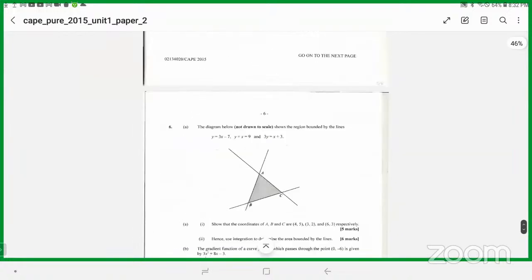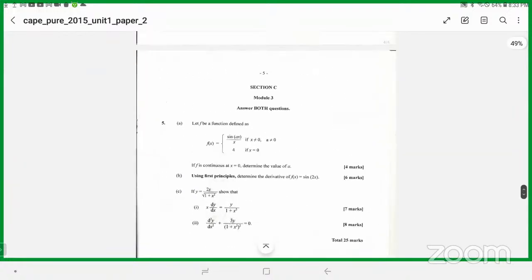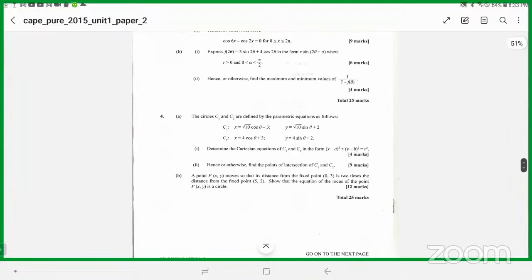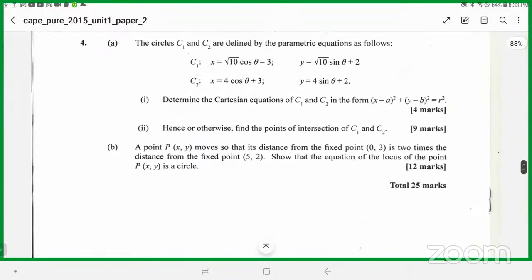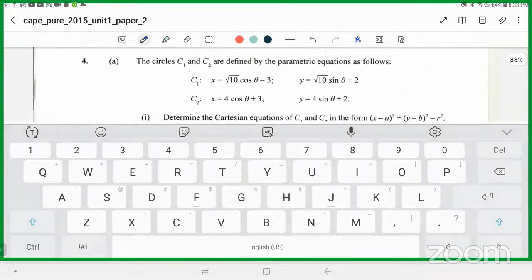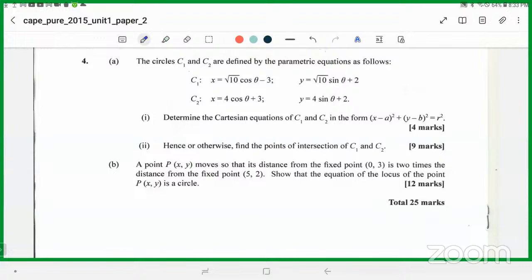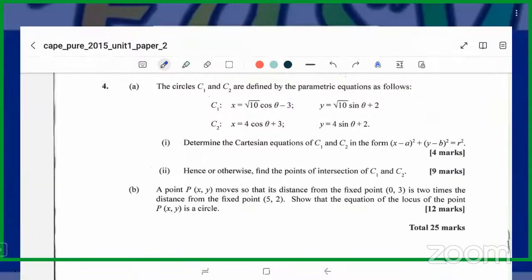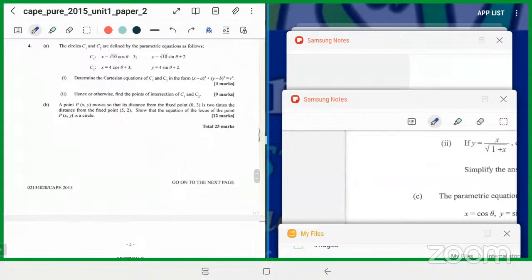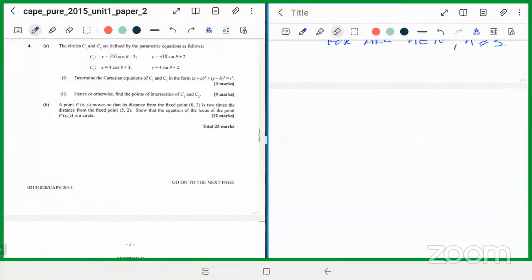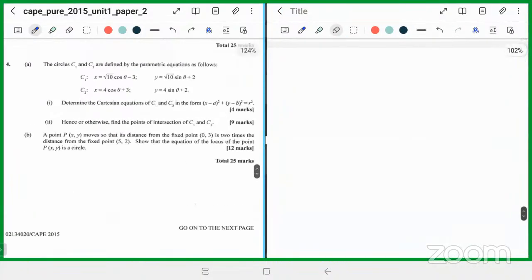This is the last question. 2015. You mean like here? This one? Yes, sir, question 4. All right. This one says, determine the Cartesian equation of C1 and C2, and I want them in this format. Let me split the screen. All right, so we have these two, the same thing again.